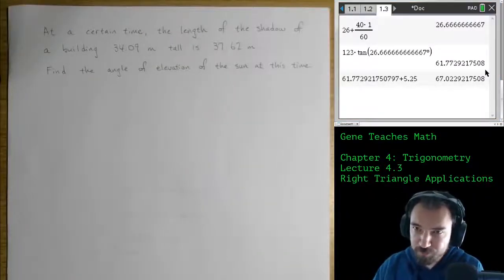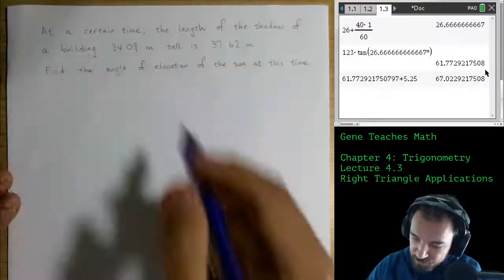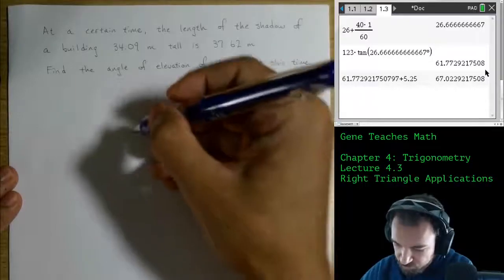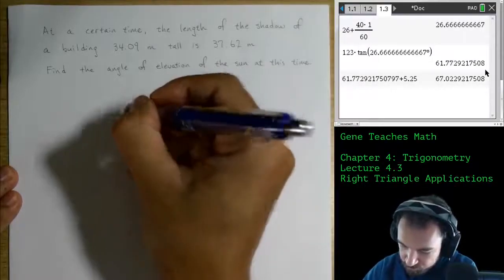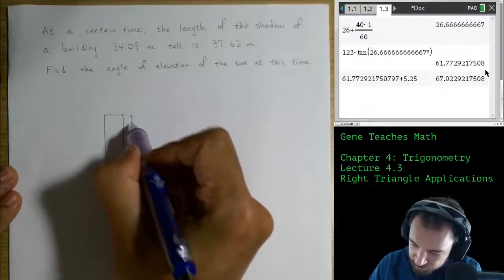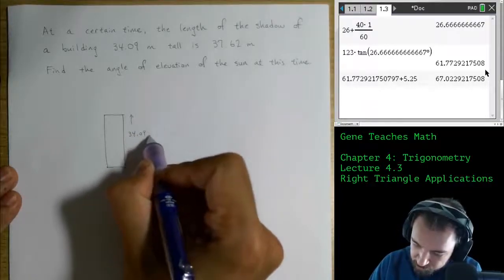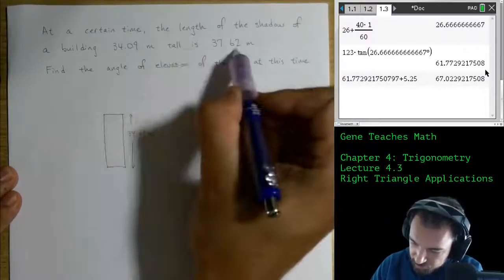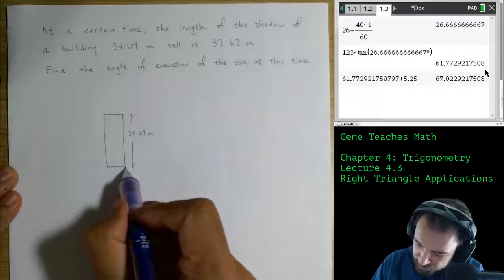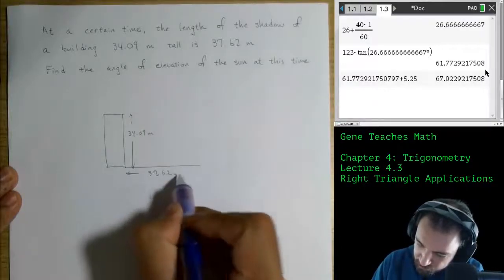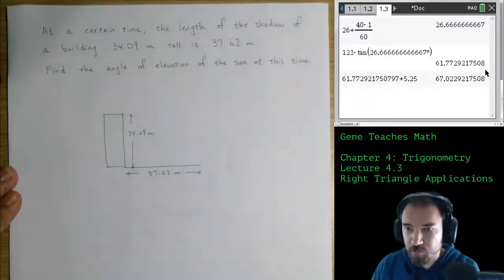Shall we do one more? So here, at a certain time, the length of the shadow of a building, 34.09 meters tall. Okay, so if I were to draw a building, perhaps like this, I could say this building height is 34.09 meters. Then there is a shadow that's 37.62 meters long. This is 37.62 meters. Always draw a picture.